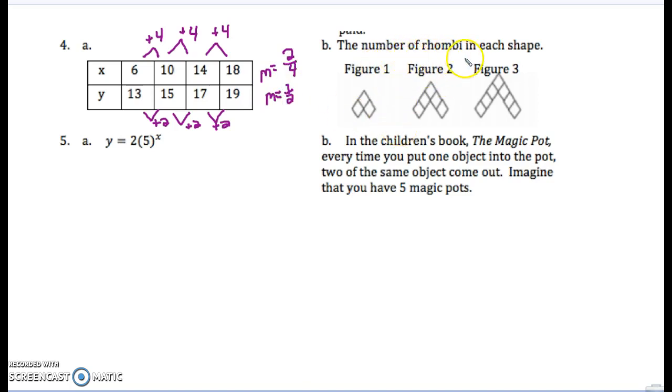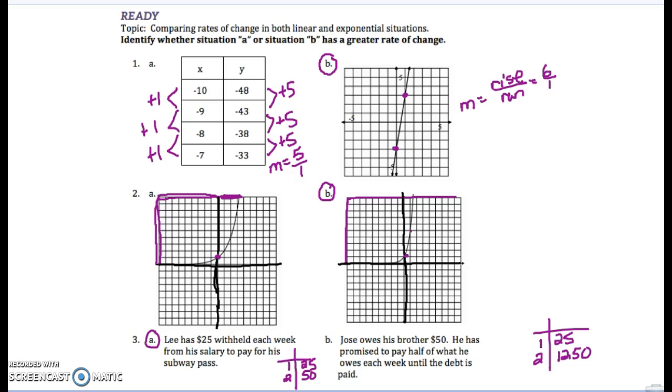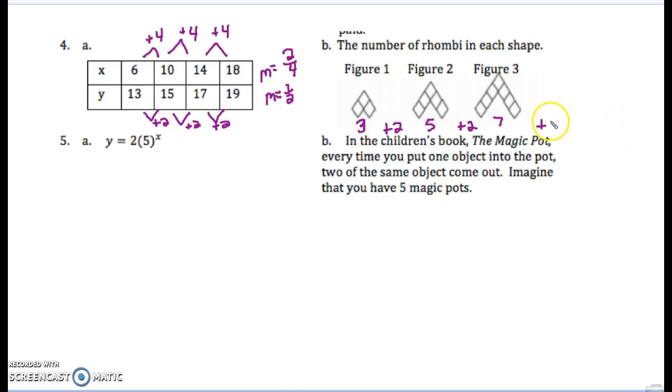The number of rhombi in each shape. Well, this has 3. 1, 2, 3, 4, 5. 1, 2, 3, 4, 5, 6. 1, 2, 3, 4, 5, 6, 7. Why did I write a 1 there? I should have written a 3. So we're going up, the next one would be 9 if we add 2. Sorry, Miss Baker is tired. It's the end of the day. So this would be 9. So which is bigger? Is 1/2 bigger or is +2 bigger? This rate is going to be larger.